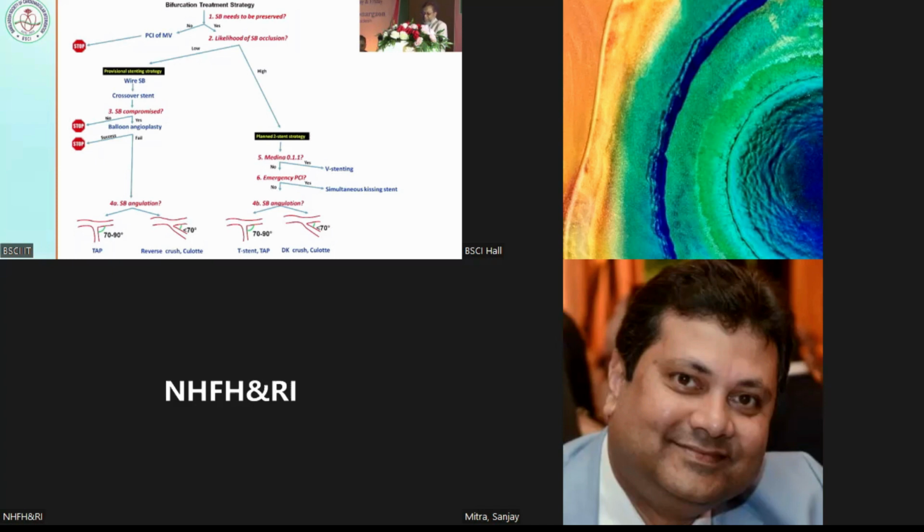If the angulation is less than 70 degree or more than 70 to 90 degree, if more than 70 to 90 degree, we shall have to go for any crush, either DK crush, crush. And if the likelihood of side branch occlusion is high, then we shall have to think about the upfront two-stent strategy. And in that case, we shall have to think about the angulation of the lesion, 70 to 90 degree and less than 70 degree. If less than 70 degree, we shall have to go for different types of crush, DK crush, culotte, and if 70 to 90 degree, then T or TAP.